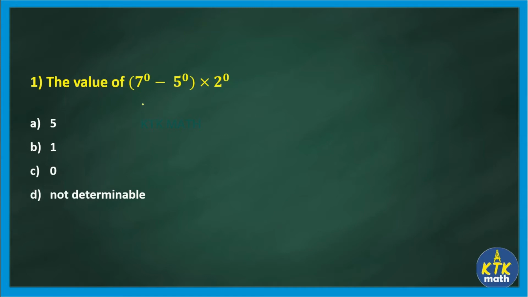7 power 0 is 1, minus 5 power 0 is also 1, multiplied with 2 power 0 which is 1. So 1 minus 1 is 0. So 0 multiplied with any number gives 0. Therefore, first answer is option C, 0.